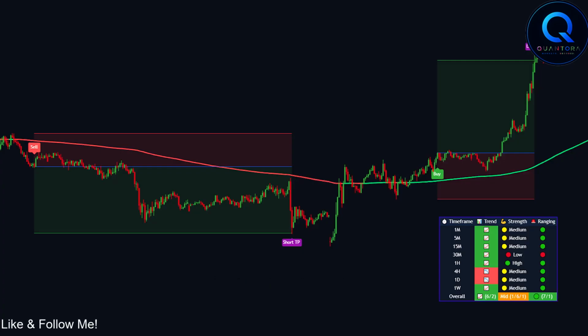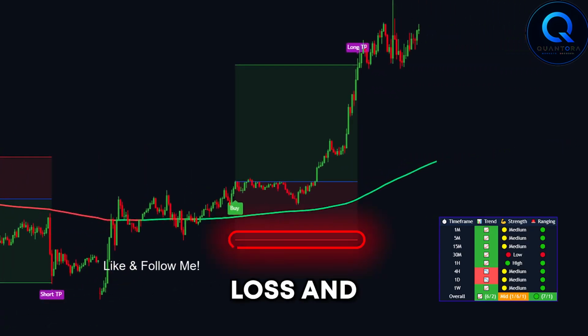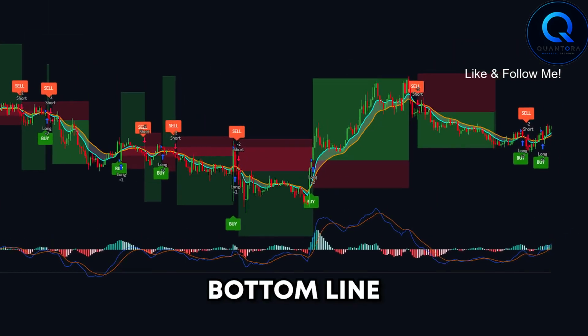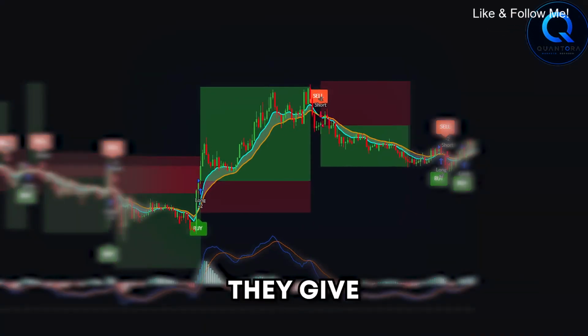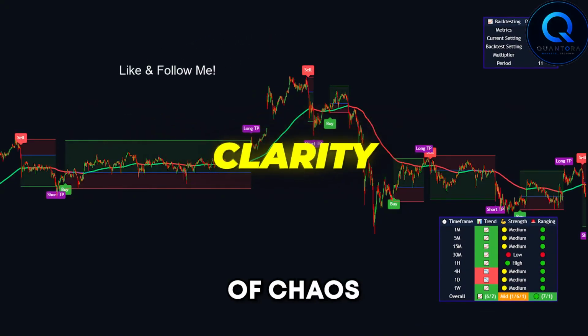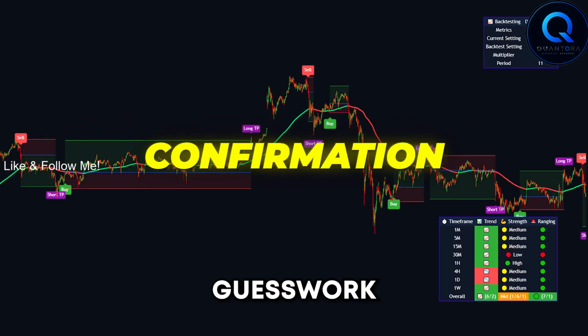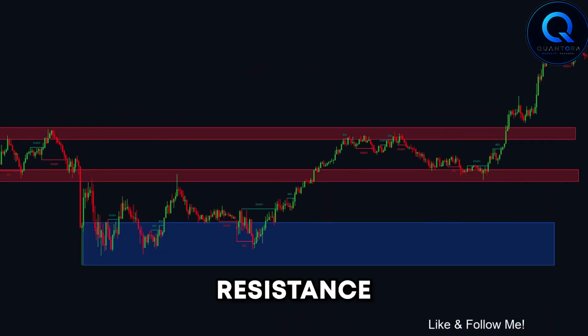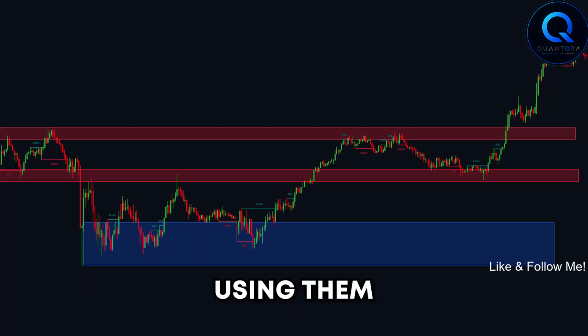Here's the bottom line. Free tools can work, but they give you pieces. Swift Algo gives you the full system. Clarity instead of chaos. Confirmation instead of guesswork. Confidence instead of hesitation. You don't need to throw out your free tools. If you love trading support and resistance or market structure, keep using them. But add Swift Algo to your toolbox. It fills the gaps. It gives you what they miss. And that's the edge that actually makes you profitable.